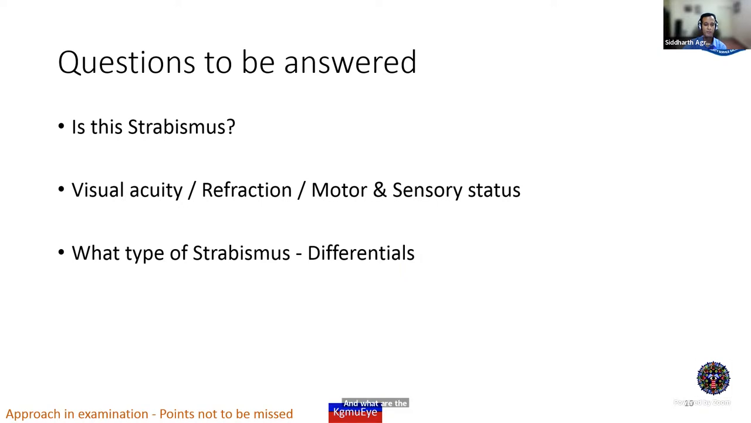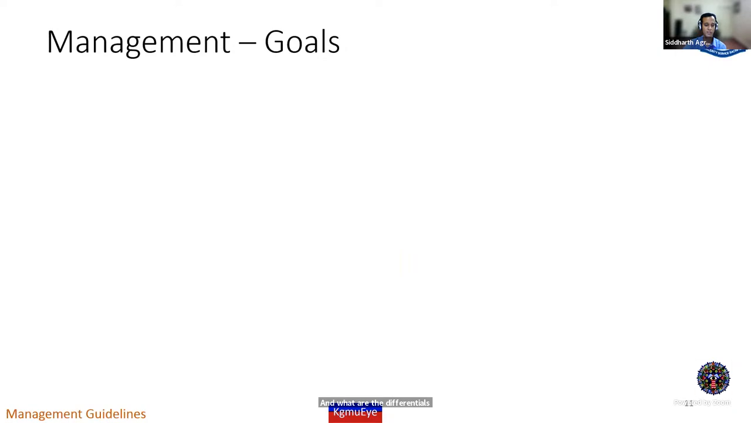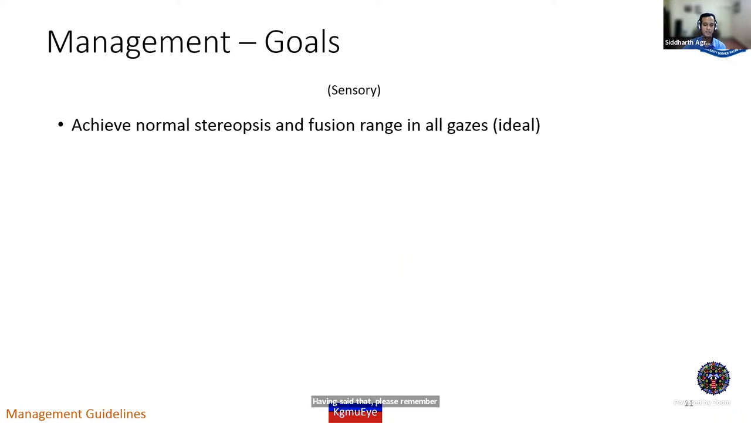Okay. Now with this, we come to the second part of today's class, where we will be dealing with the confusing aspects of strabismus management. First of all, what is the goal of strabismus management? Now the goal can be divided into sensory goals and motor goals. Having said that, please remember that if the sensory goals are achieved, the motor goals are automatically achieved.